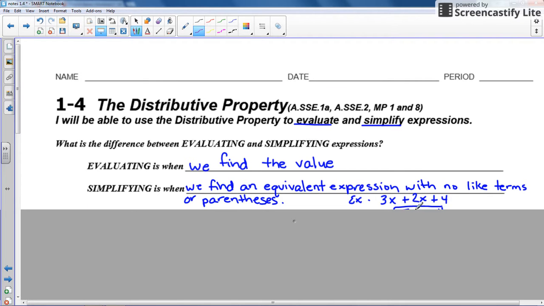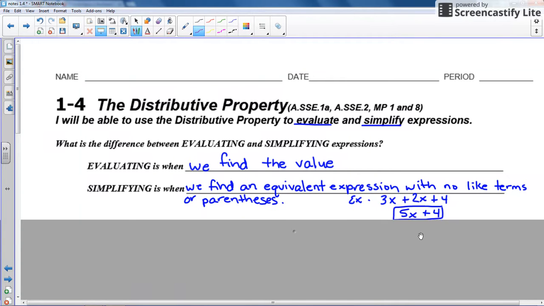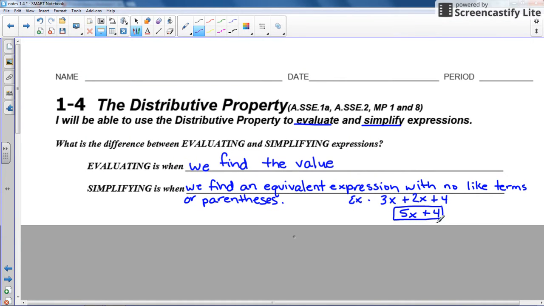If we had 3x plus 2x plus 4, here's like terms that can be combined, and so that's not simplified. So when we combine them, we get 5x plus 4, and this is fully simplified because I can't combine 5x and 4. They're unlike terms. This is a variable term, this is a constant term. So we're done at that point if the directions said to simplify.